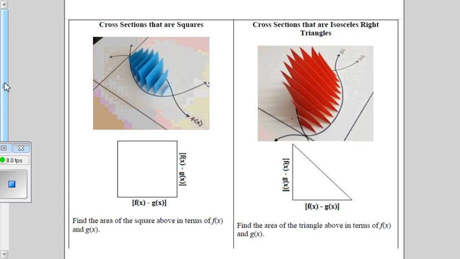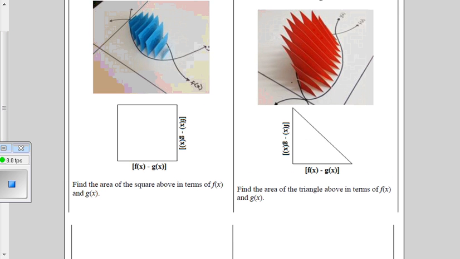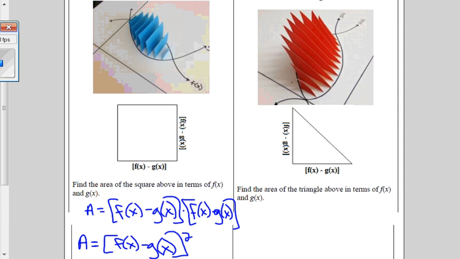So we want to start filling in some stuff. Let's find the area of the above square. The area is length times width, or side times side, which is just going to be f of x minus g of x, all squared.